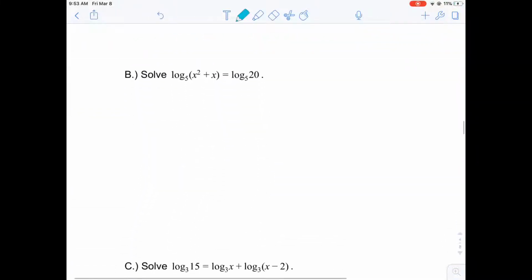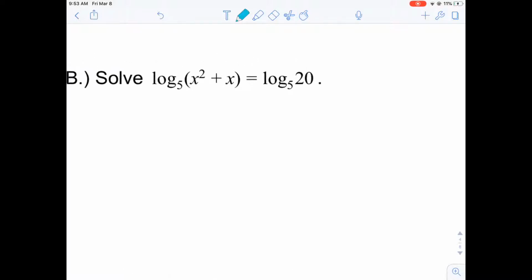Let's take a look at part B here. We have log base 5 of x squared plus x equal to log base 5 of 20. Notice that we already have the same base on both sides, so by the one-to-one property, I can go ahead and set x squared plus x equal to 20.